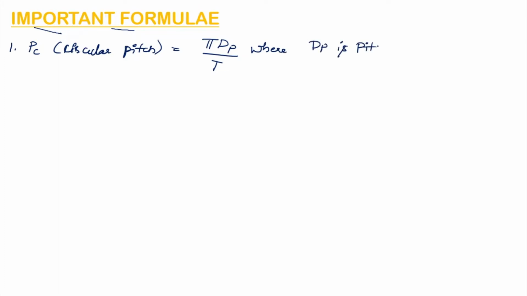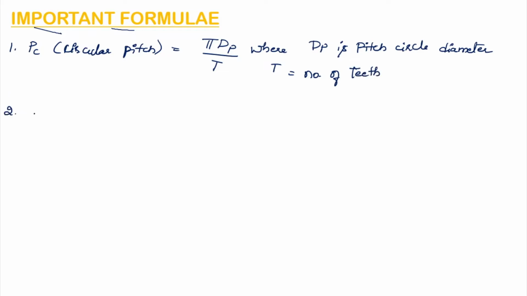So the first one is the pitch circle, which is defined as PC. This is the circular pitch, or pitch of the circle. That is pi dP divided by T, where dP is the pitch circle diameter and T is the number of teeth on the gear.